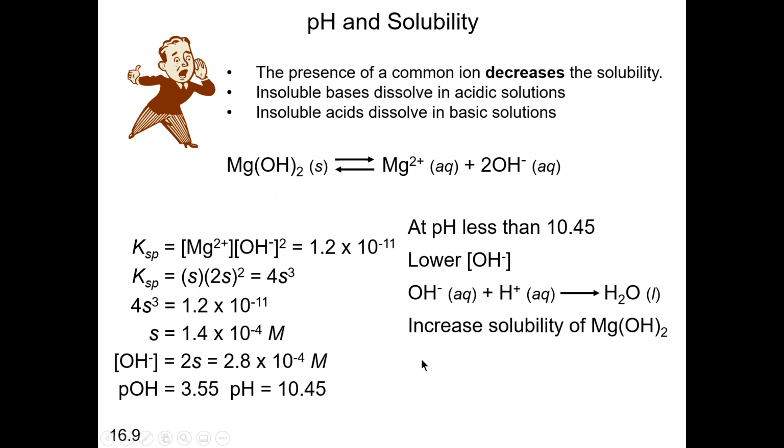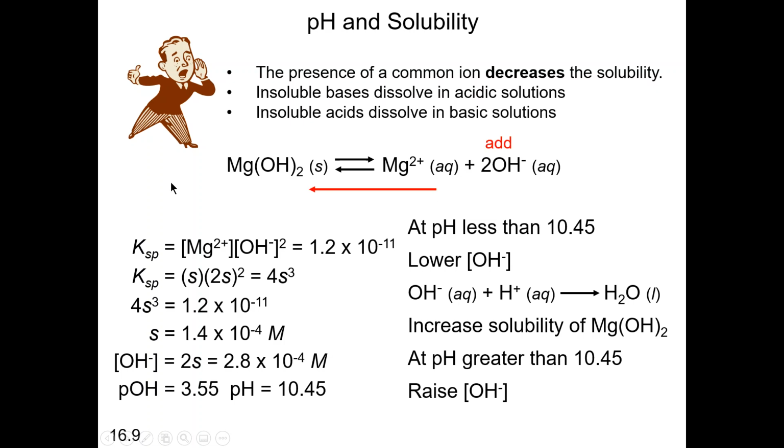On the other hand, if the pH is greater than 10.45, then you're increasing the concentration of the OH minus, right? That means the equilibrium is going to shift to the left, which means that the solubility of magnesium hydroxide will decrease, all right? So that's basically how the pH affects basic ionic compounds like magnesium hydroxide. If you lower the pH, it will increase the solubility. If you increase the pH, then you're going to reduce the solubility of these compounds, all right?